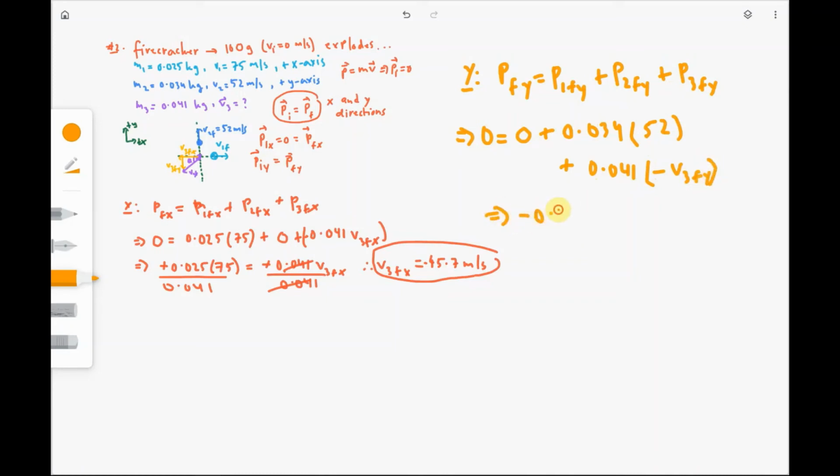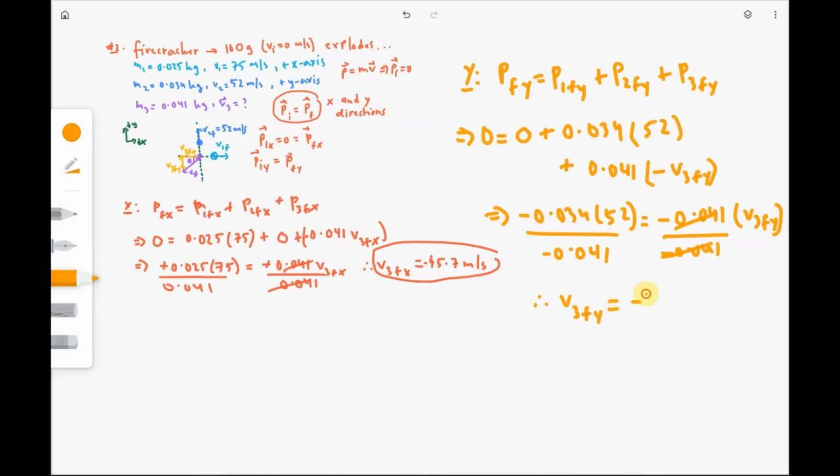Take 0.034 times 52 on one side. On the other side we have left minus 0.041 times V3Fy. Divide both sides by negative 0.041 so that these go away, and on this side you have negative 0.041 dividing this number right here. From here we get the y component of the third part of the velocity to be negative 43.1 meters per second. That is what we started to look for, right?